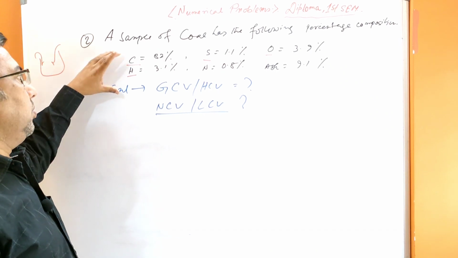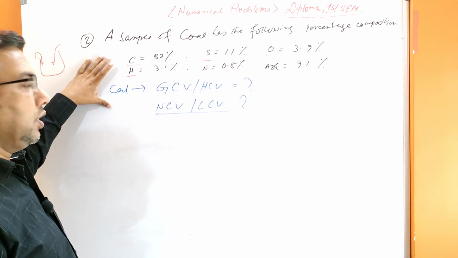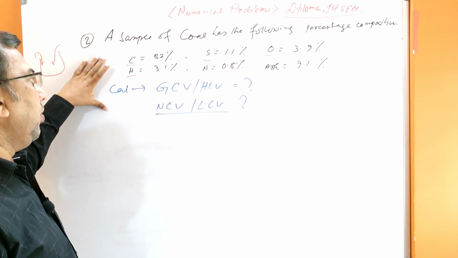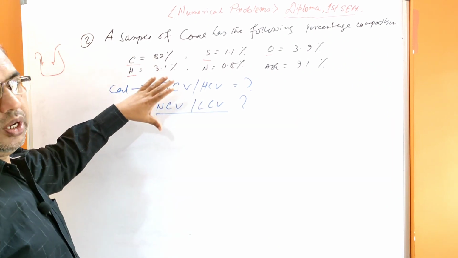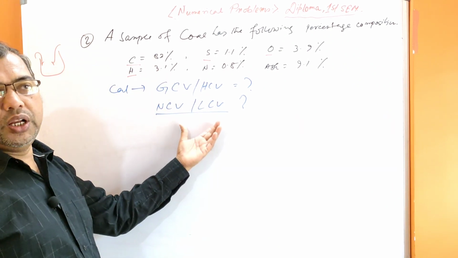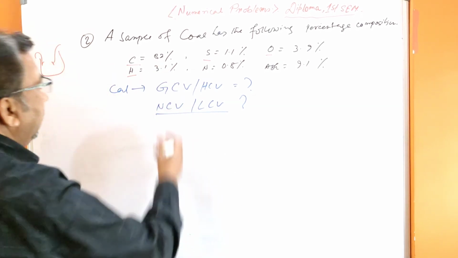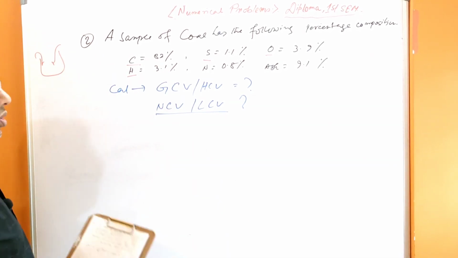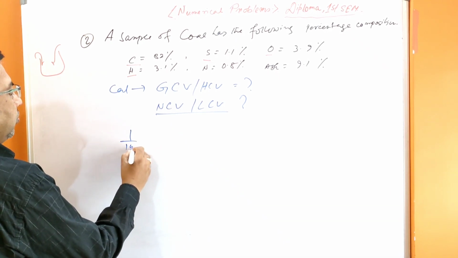It is heated, and heat will be produced. Net heat will be produced. That is the GCV, gross calorific value, or higher calorific value. You have to find it by applying Dulong's formula. If you know the Dulong's formula, write it and just put in the values. It will be easy. Suppose what you know is Dulong's formula.